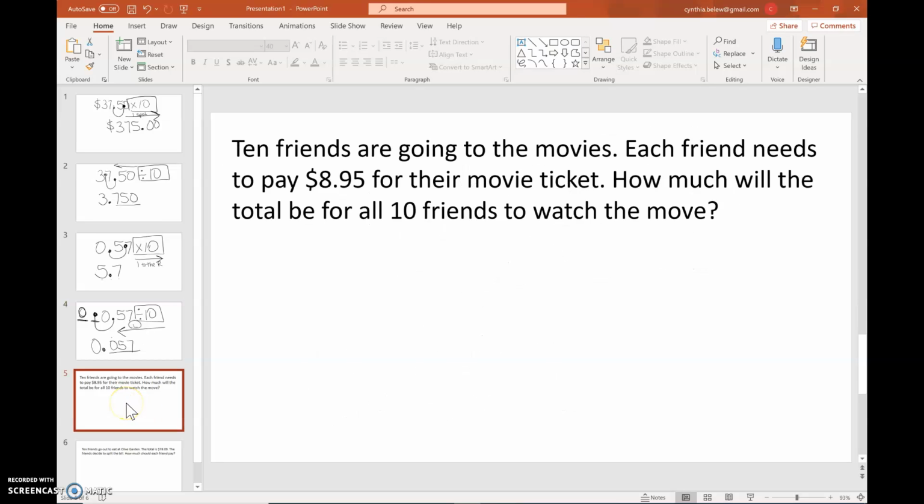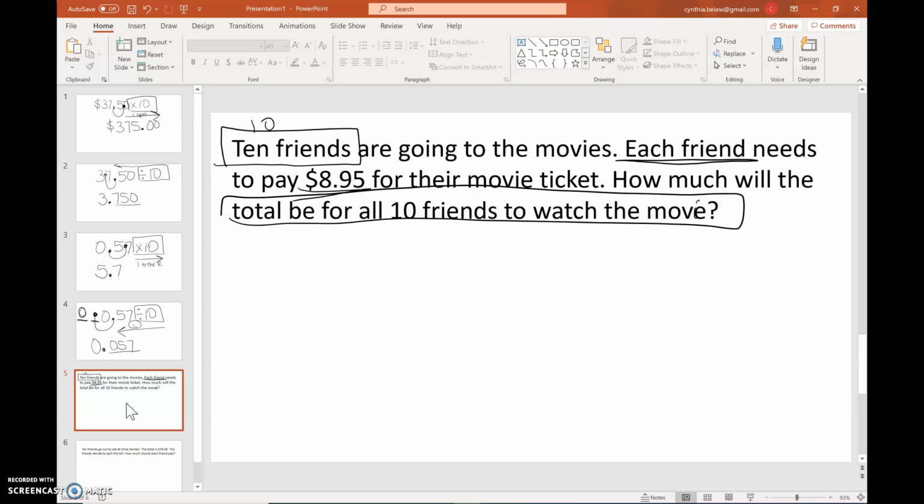Now I can do the same thing with the word problem. 10 friends are going to the movies. Each friend needs to pay $8.95 for their movie ticket. How much will the total be for all 10 friends to watch the movie? Oops, that should say movie. I know that 10 friends are going to the movie. Each friend is going to pay $8.95. And I want the total for all 10 friends to watch the movie.